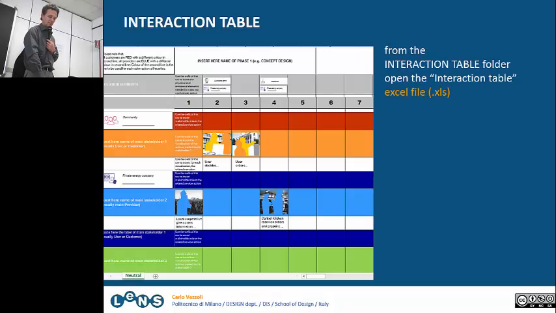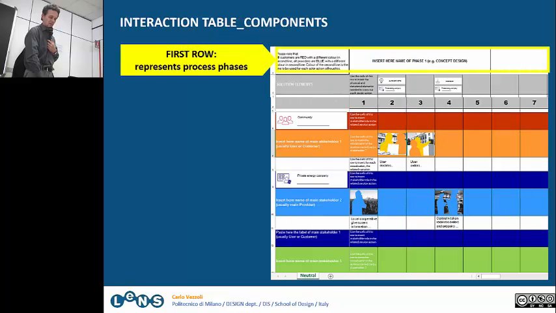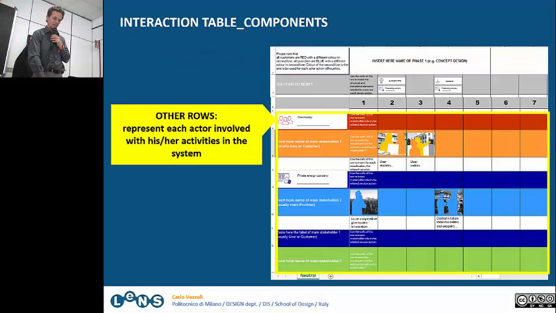And how to use it? You open an Excel file. In the first row, you will find the sequence of the various phases. It could be that there is a design phase, an implementation phase, and then when the service is really running, or you want to emphasize a maintenance phase or something like this. If this is needed, you can divide this. This is nothing that difficult.